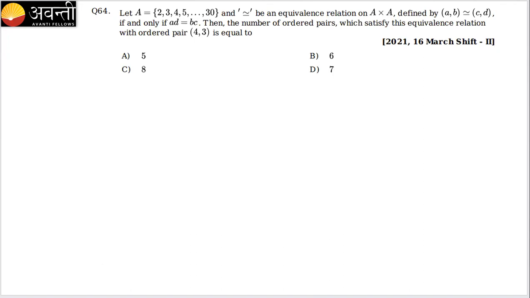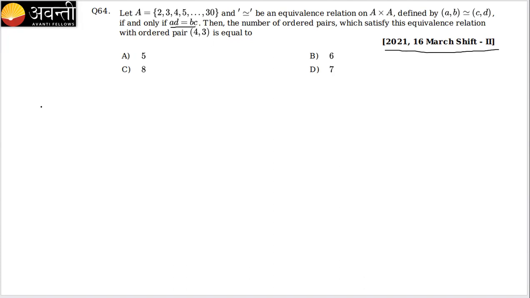Here is an interesting question on relations, and it was already asked in the previous year JEE 2021. A is given as a set, and this is an equivalence relation on A cross A. Equivalence relation means the relation is reflexive, symmetric and transitive. One condition is given: AD equals BC. We have to find the number of ordered pairs.